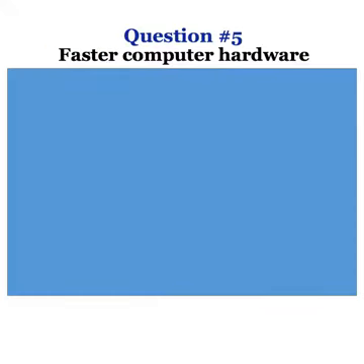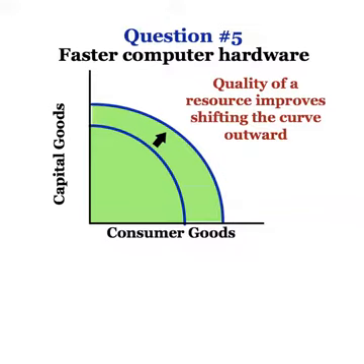Question number 5, faster computer hardware. Will that affect production of capital goods or consumer goods? That one's going to shift outward. This is a technological improvement, so you're going to be able to produce more of both types of goods.